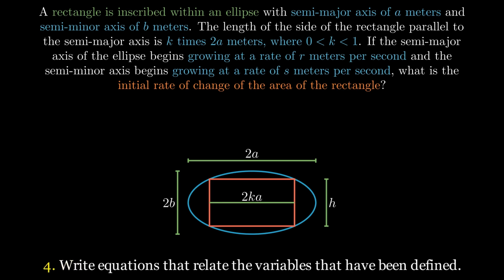Onwards to step 4. The easiest relation to write down is that the area A of this rectangle is the product of its width and height, or 2kah. However, it would be nice if we could find a different expression for h, because right now we know nothing about it. Luckily, there is a way to relate h to other known quantities.